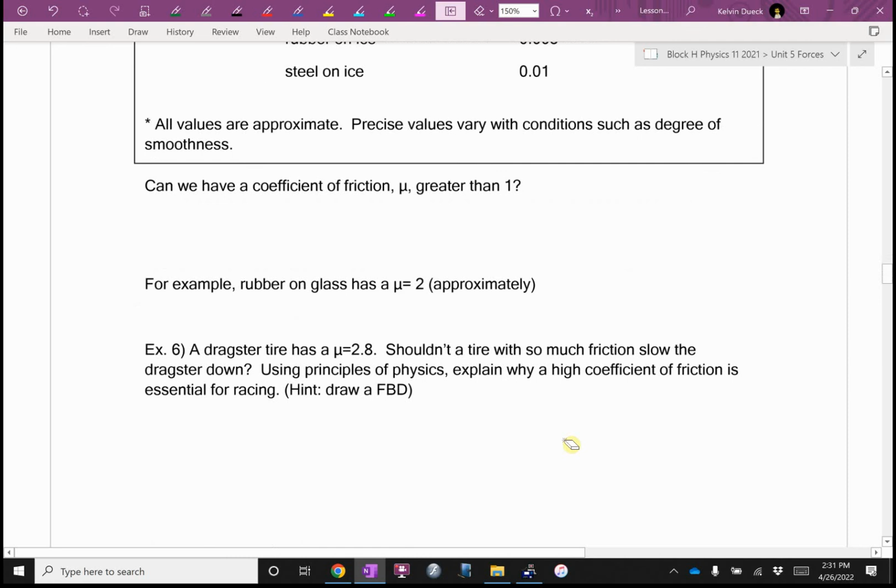Can we have a coefficient of friction bigger than 1? Yes. I have to be careful. You can think of it as glue, but glue is not a friction phenomenon. It's often a molecular bonding phenomenon. But a good way to imagine it would be to say it would feel like glue.